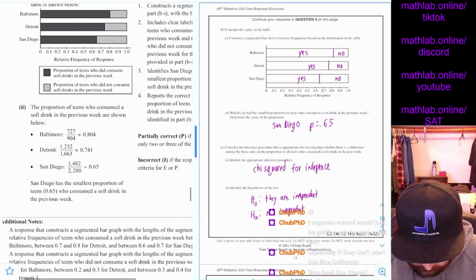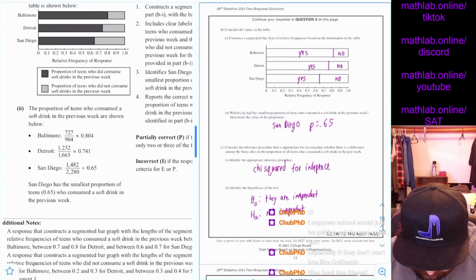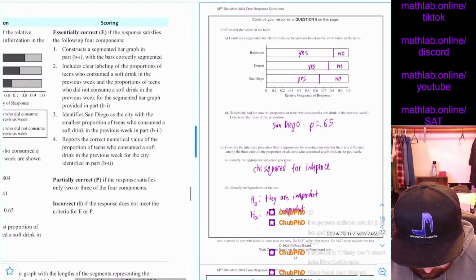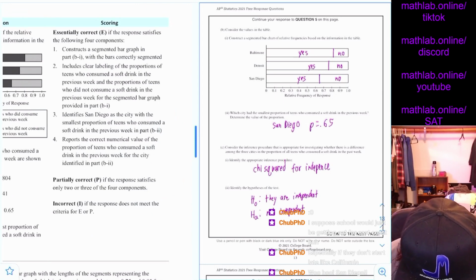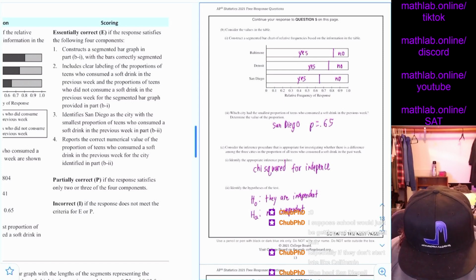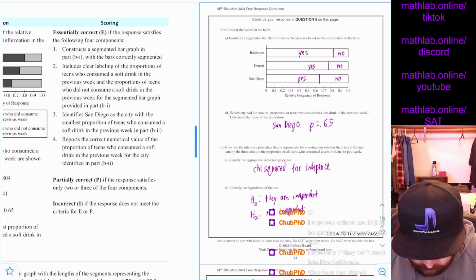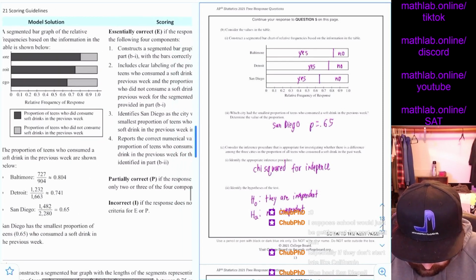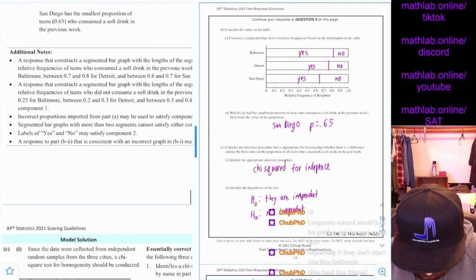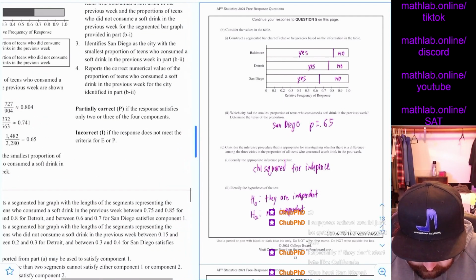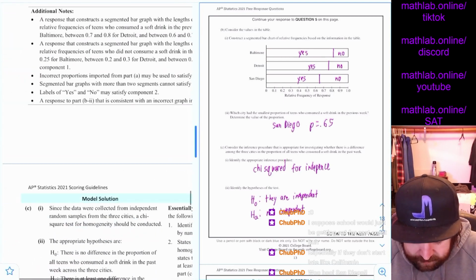Okay, that's not going to help me. Next is this. That's exactly what I did. I labeled it on the chart. Constructs a segmented bar graph where the bars are correctly segmented. Includes clear labeling of the proportions of teens. I mean, yes and no. That's what they did in the thing. Identifies San Diego as the city. Reports the correct numerical value who consumed for the city identified, which is 65. Yes. Labels yes and no may satisfy component 2. Lovely. It does very specifically say that.